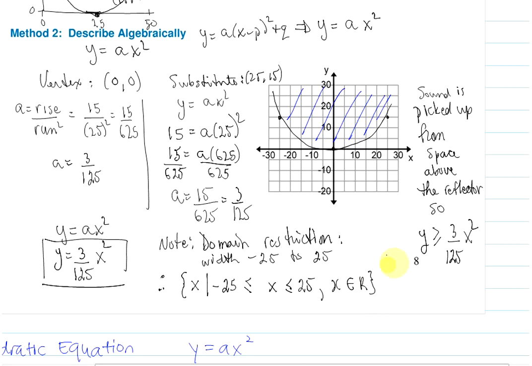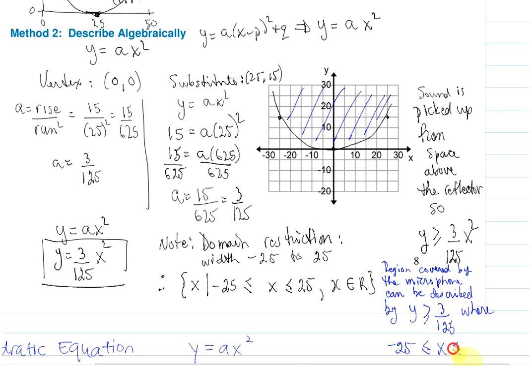And so our final sentence: the region covered by the microphone can be described by y is greater than or equal to 3 over 125 x squared, where -25 is less than or equal to x, which is less than or equal to 25.